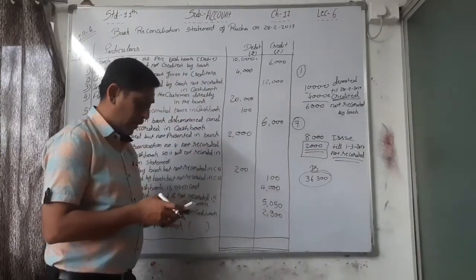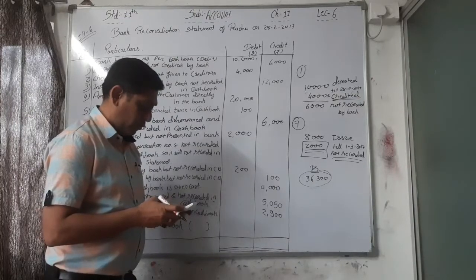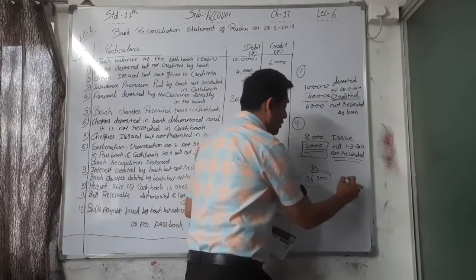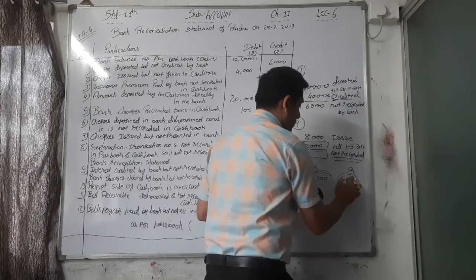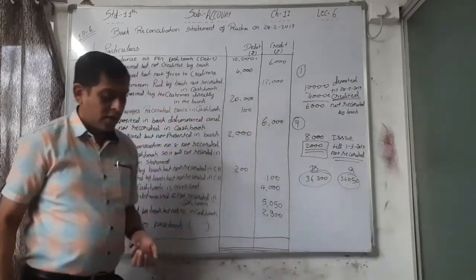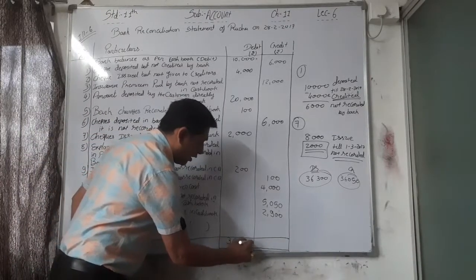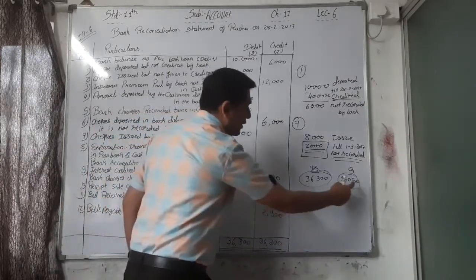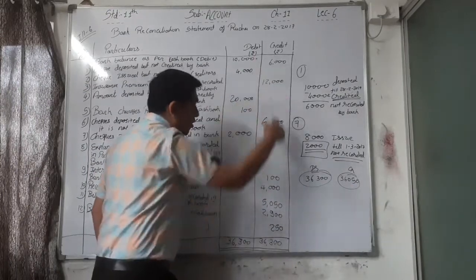Now make the total on this side. 6,000 plus 12,000 plus 6,000 plus 100 plus 4,000 plus 50 and plus 2,900. Okay, the credit side total is 36,050. So the highest total is on the debit side. So write down that total on both the sides, 36,300, 36,300. Now the difference is, we can say 300 minus 50, that is 250 is the difference, and this difference is on the credit side.